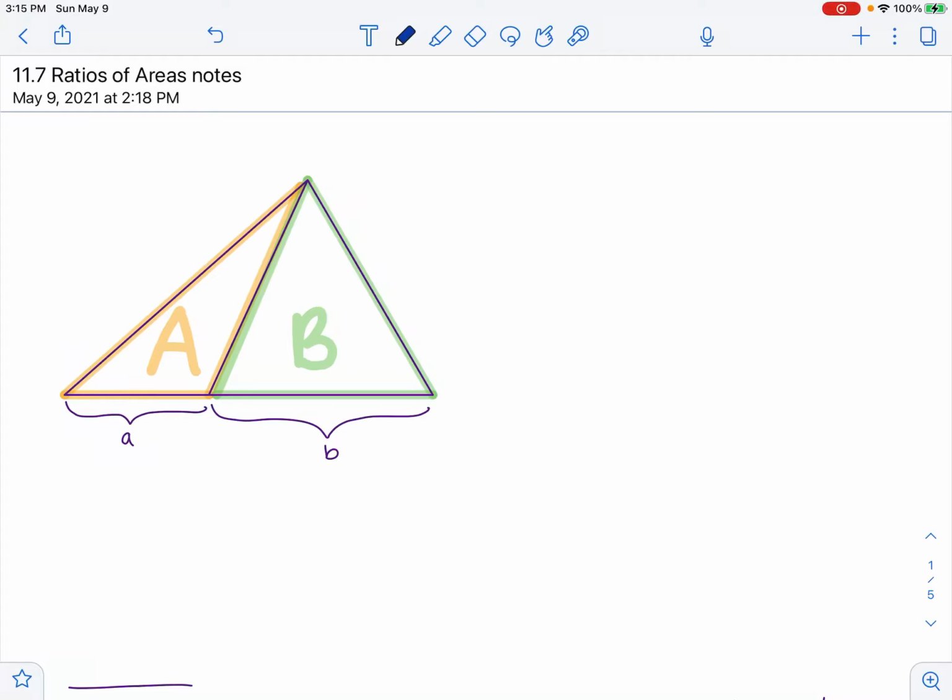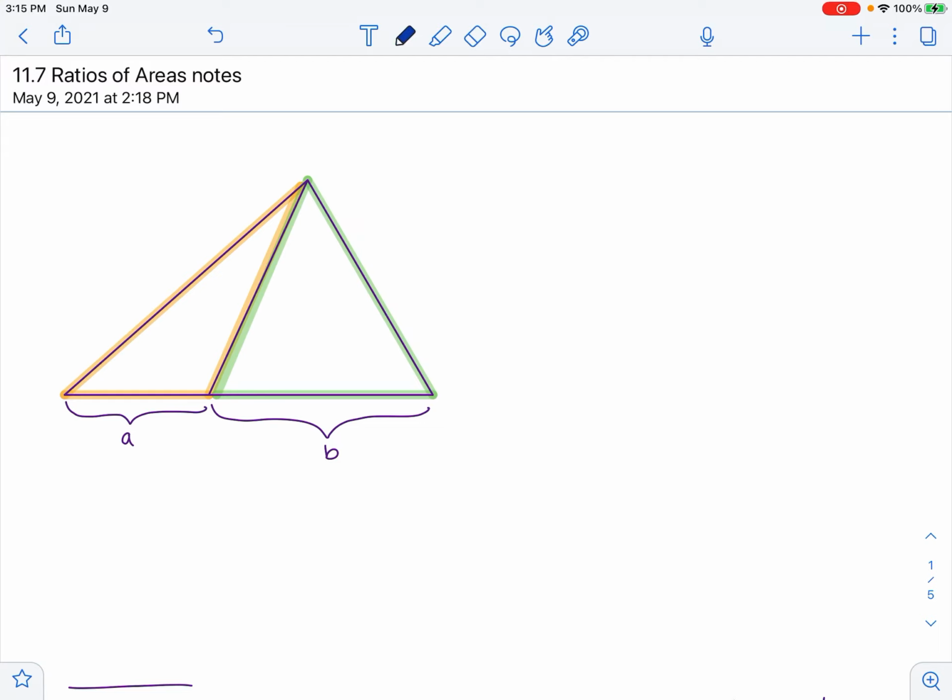Today we're talking about section 11.7, which is all about ratios of areas. We have actually seen a number of these questions already as we've been going through this chapter, but we're going to kind of formalize some things that we know here and figure out why those are true. So we're going to start out with this picture. We have two different triangles here. We have triangle A in orange and triangle B in green. And I want to compare the ratios of these two areas.